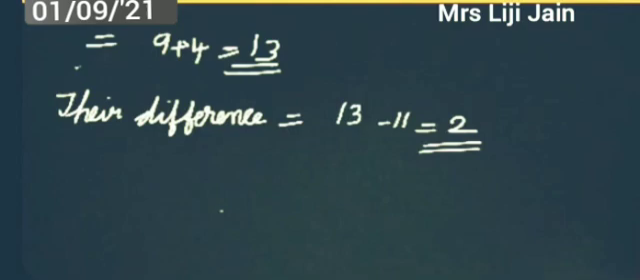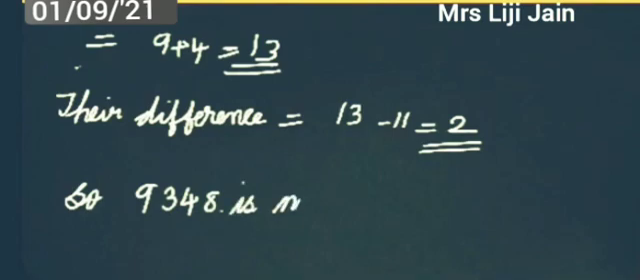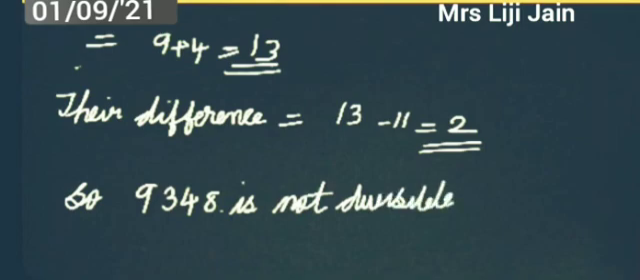Understood? Clear? Okay. So which is our given number? Better to write that. 9348 is not divisible by 11. Understood? Here our difference is 2. Is 2 equal to 0? No. Is 2 divisible by 11? No. Both the conditions are not satisfied. So we can say that the given number is not divisible by 11.